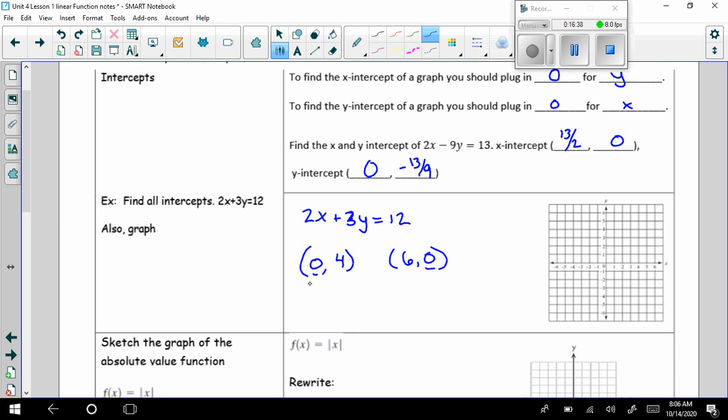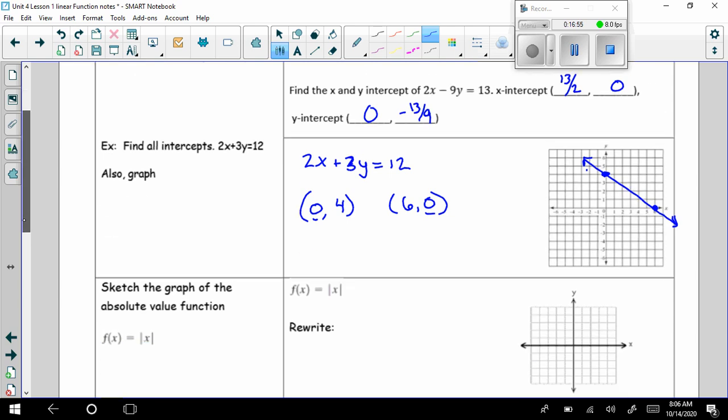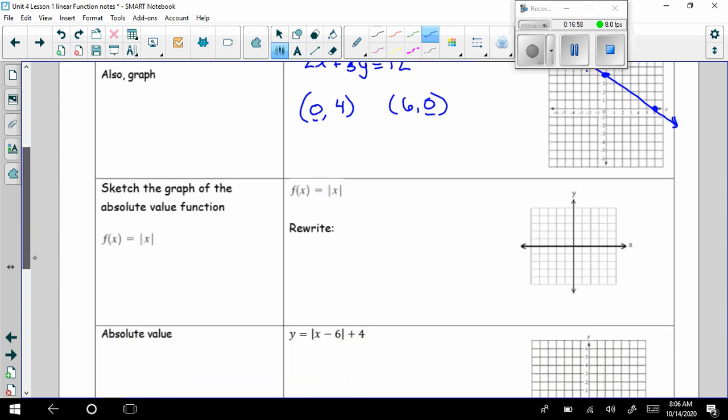Okay, but either way, you have 2 points, not just one. I would graph (0, 4). Oops, I did that backwards. (0, 4), and then (6, 0). And that would be my line, which has a negative slope, which makes sense because if I solved for y, I would get a -2 before I divide.